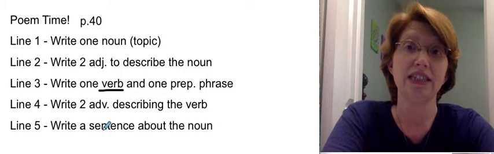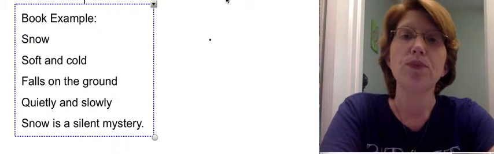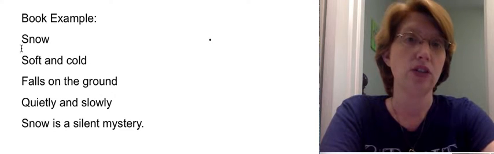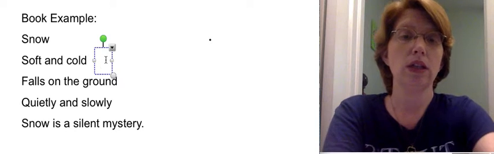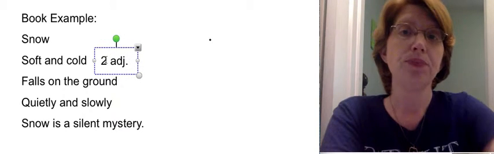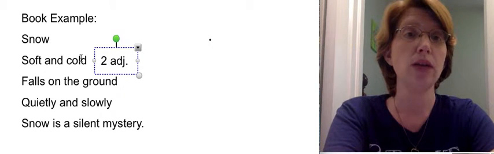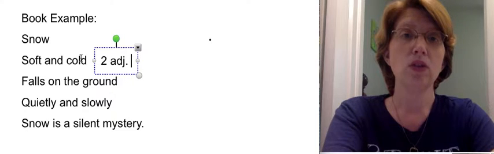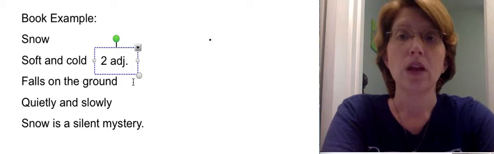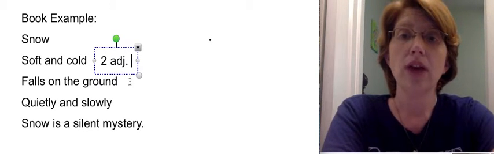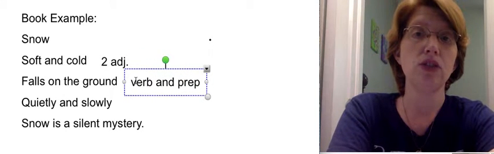A good sentence. So let's look at their example. Okay, here's their example. Snow, that's their subject, so that's their one noun. Soft and cold. So this is their 2 adjectives, right? And you combine it with an and, that's fine. Soft and cold. Does that describe snow well? Good. What are some other words that you could have used? Maybe frosty. Cold is good.